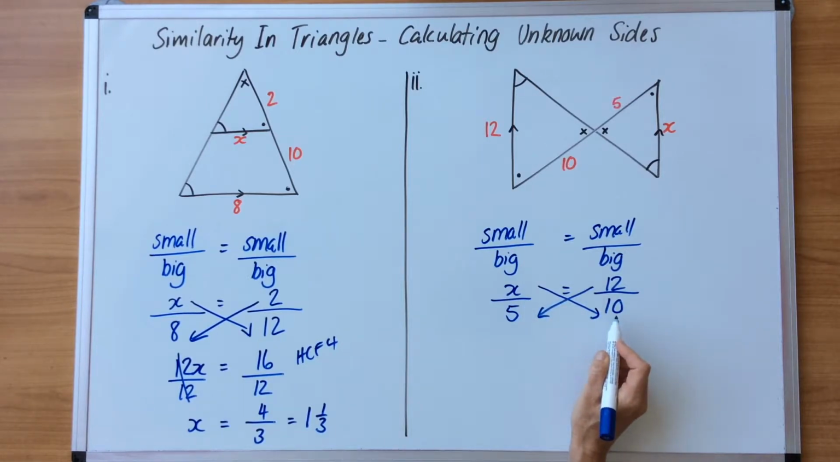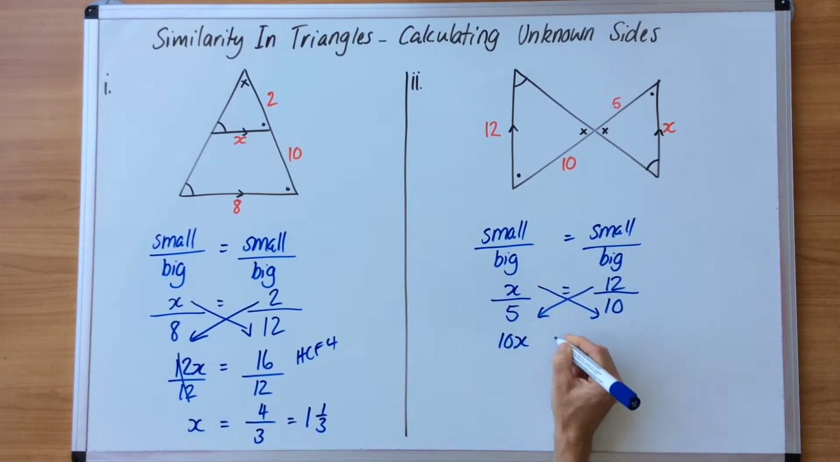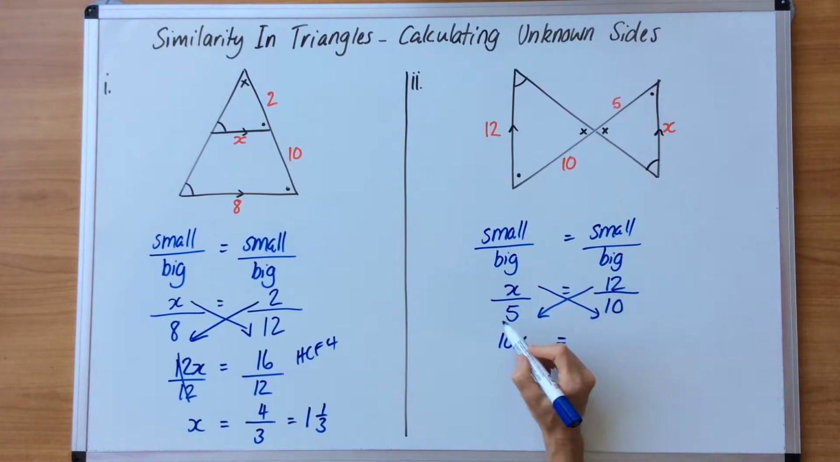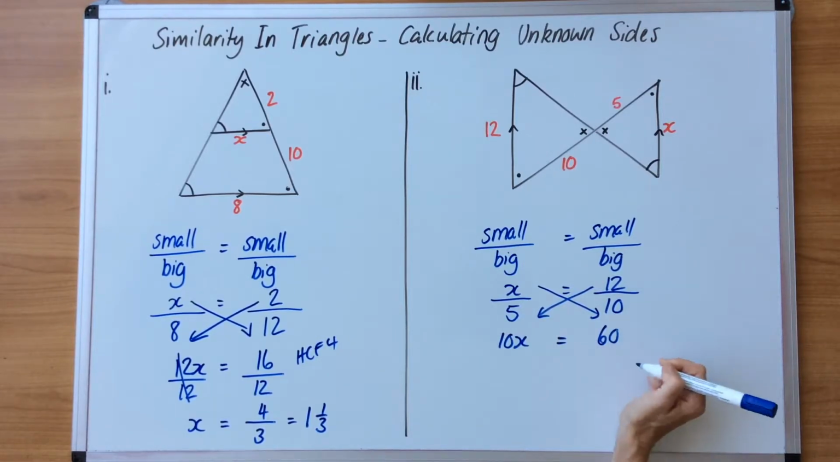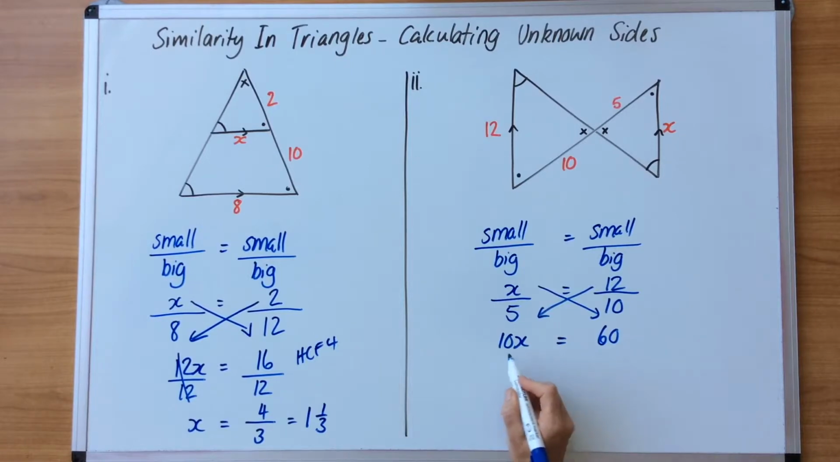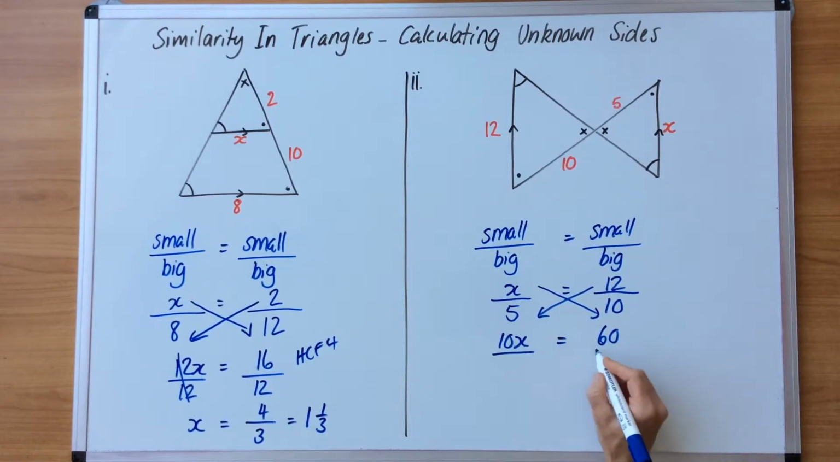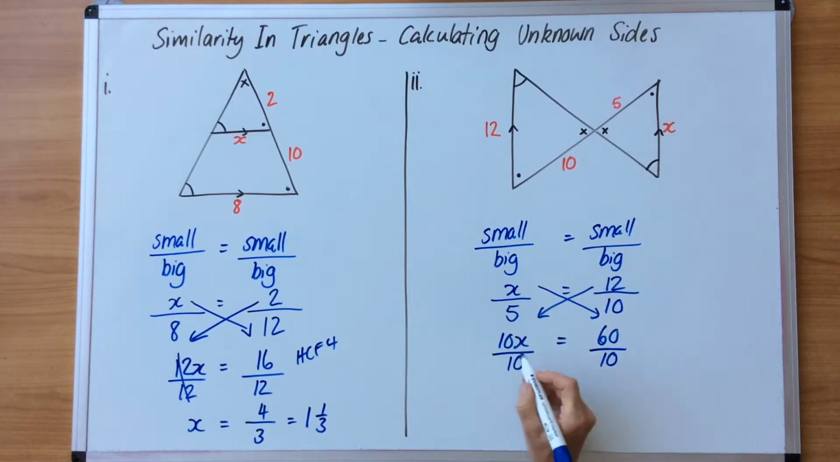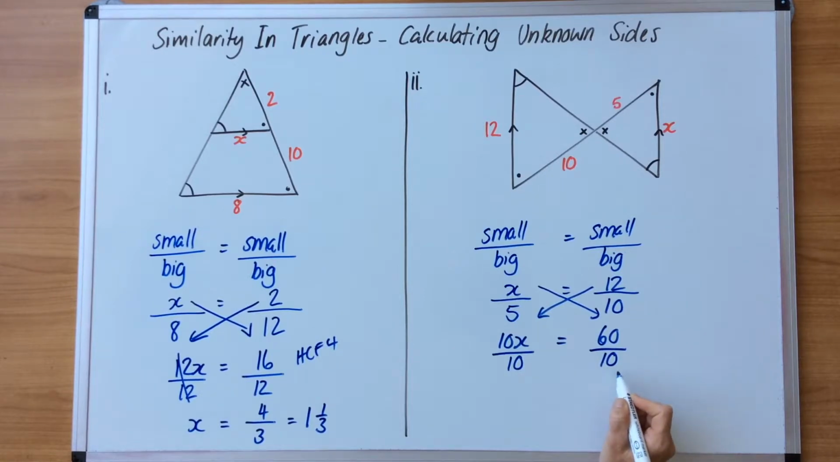Now we're going to cross multiply, starting with the pronumeral and then the other numbers. So x times 10 is 10x equals 12 times 5 is 60. And we now have an equation. This is a multiplication, so opposite of multiplication is division. And we put the number underneath both next to the pronumeral. So what we do to one side, we must do to the other.